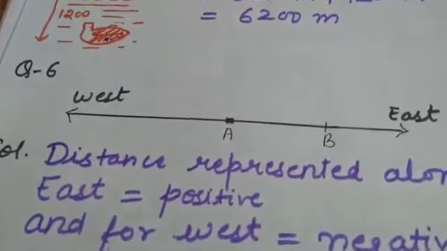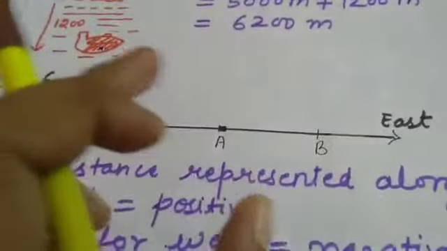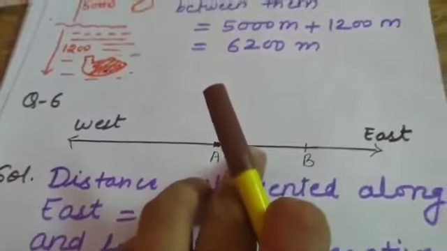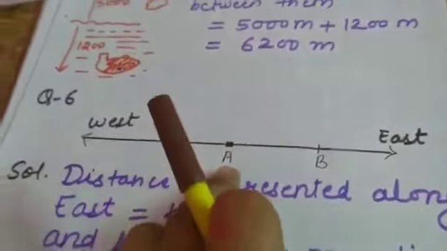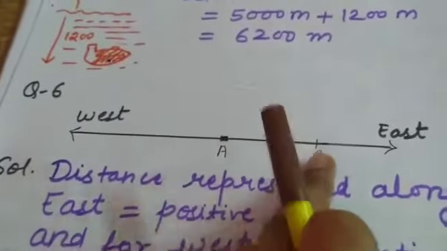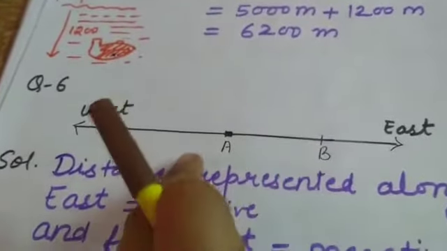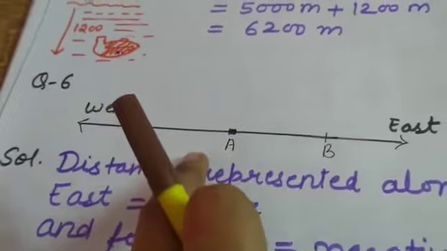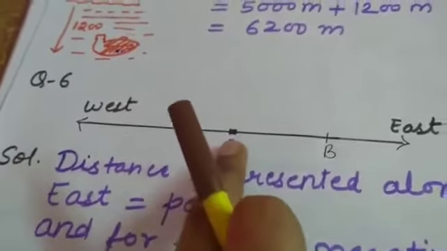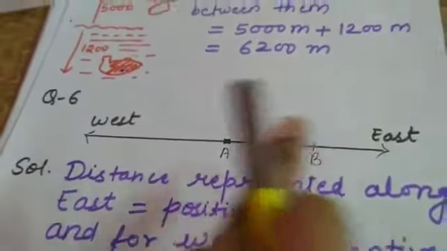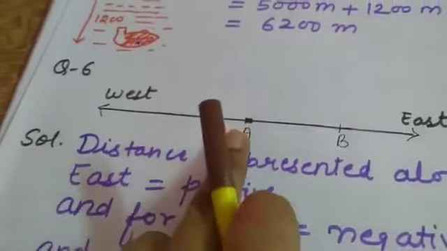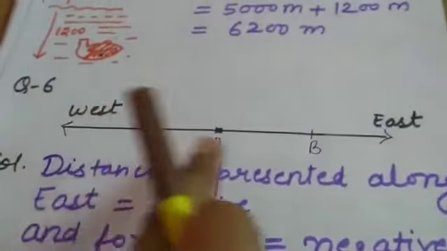As east is representing a positive integer, simply you can compare this with the number line. A, you can consider it 0. To the left of 0 we have the negatives, and to the right of 0 we have the positives. Sorry, to the right of A we have the positives, and to the left of A we have the negatives.